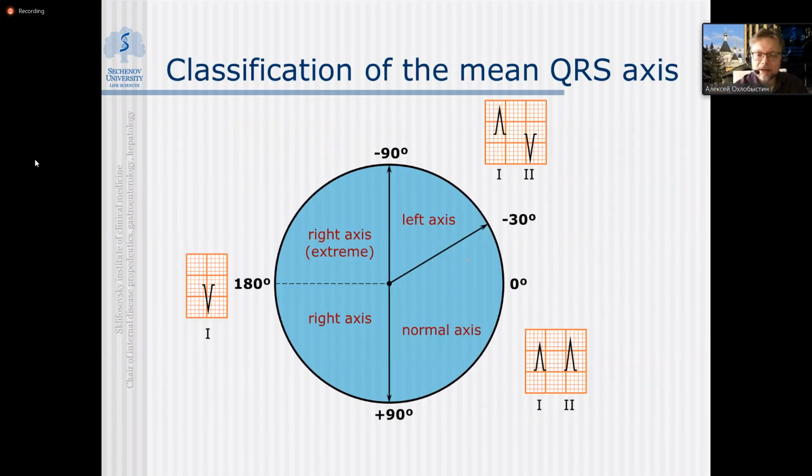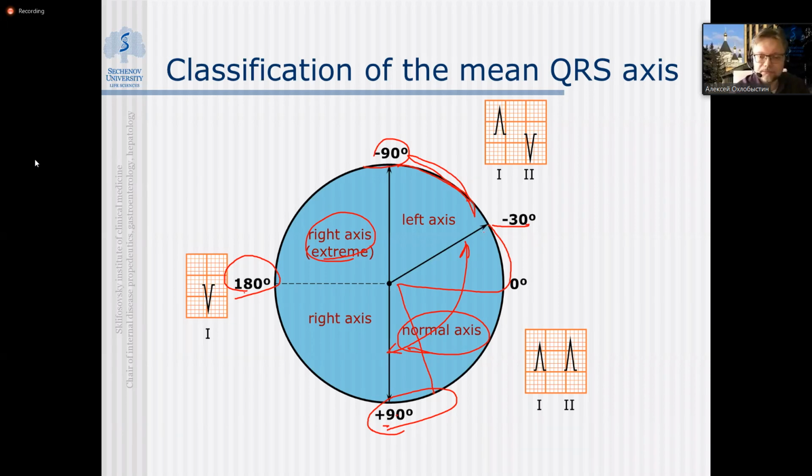The classification is that the normal axis should be within minus 30 to 90. That is called normal. There may be some subdivisions, like plus 60 to 90 will be called vertical, 0 to minus 30 will be called horizontal, but they're all normal. Right axis is 90 to 180, 180 to minus 90 is right extreme, and the left axis is minus 30 to minus 90. Good.